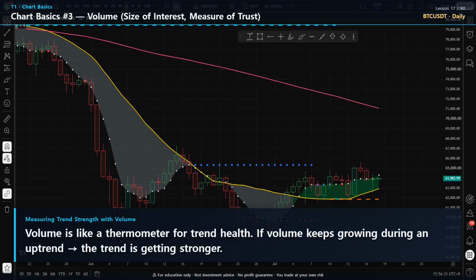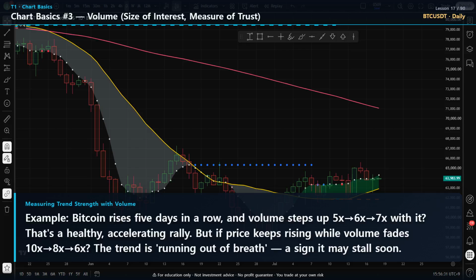Volume is like a thermometer for trend health. If volume keeps growing during an uptrend, the trend is getting stronger. Example: Bitcoin rises 5 days in a row, and volume steps up 5x, 6x, 7x with it. That's a healthy, accelerating rally. But if price keeps rising while volume fades, 10x, then 8x, then 6x, the trend is running out of breath, a sign it may stall soon.